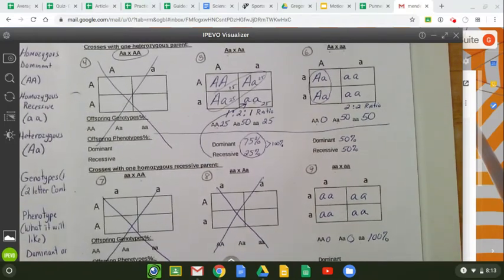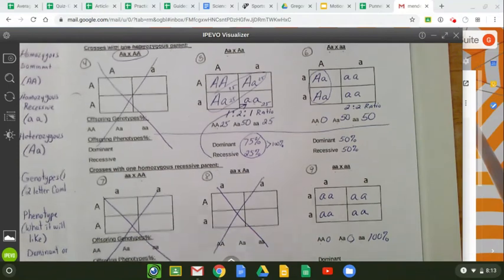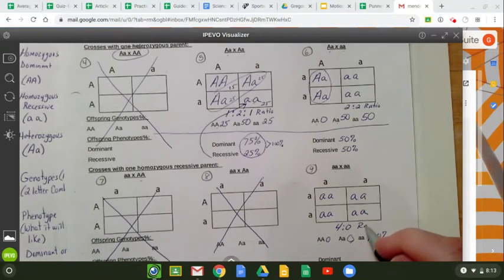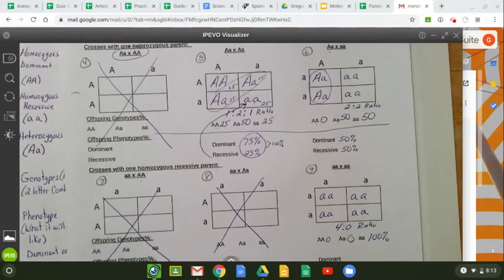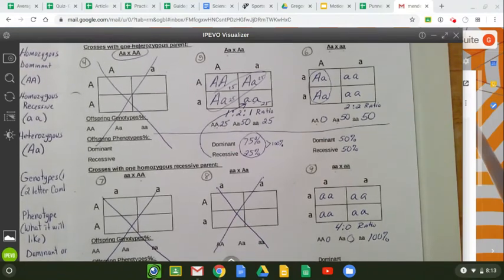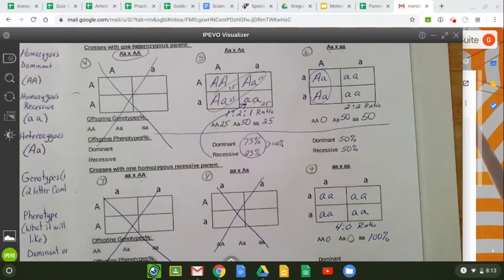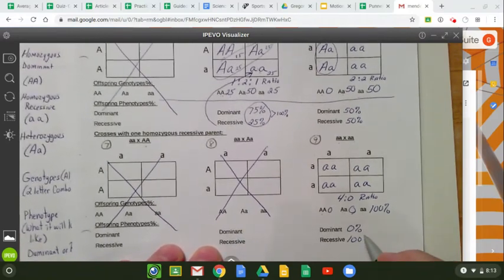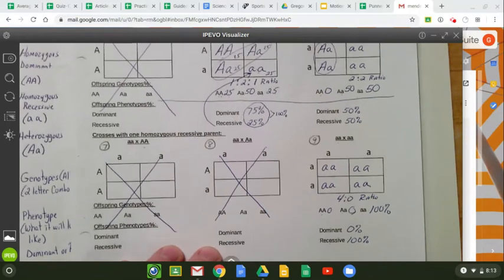homozygous recessive. So now, if I ask you to find the genotype ratio, you would say, well, it is a 4 to 0 ratio of homozygous recessive to dominant, because there are 4 and there is 0. Remember, these 2 have to equal 4. 4 plus 0 is 4. So what percent is dominant? There's 0% dominant, 100% recessive.